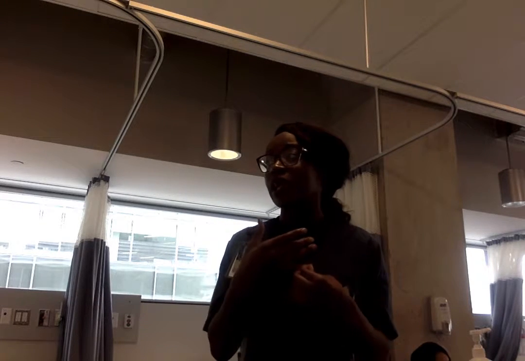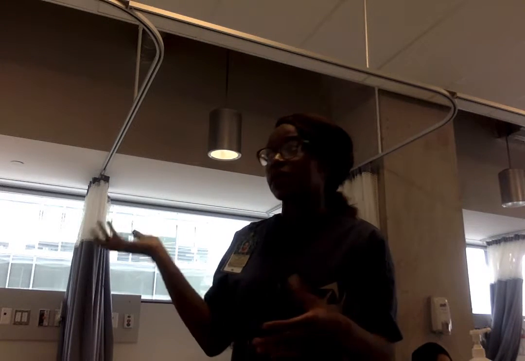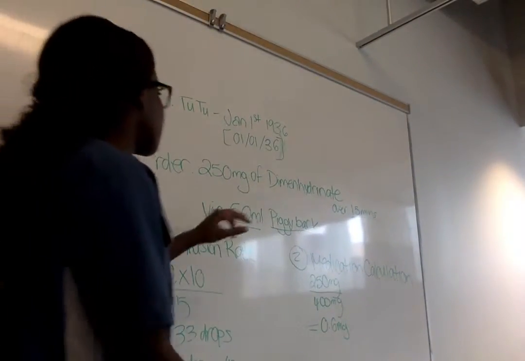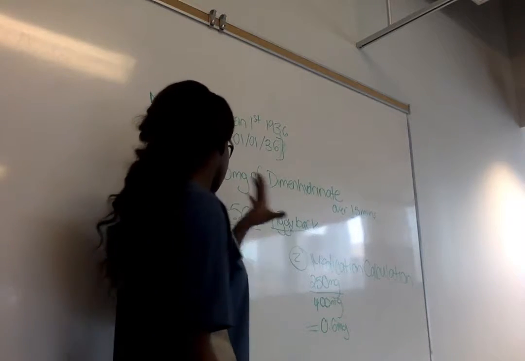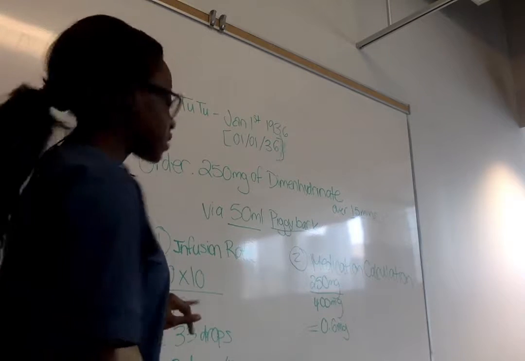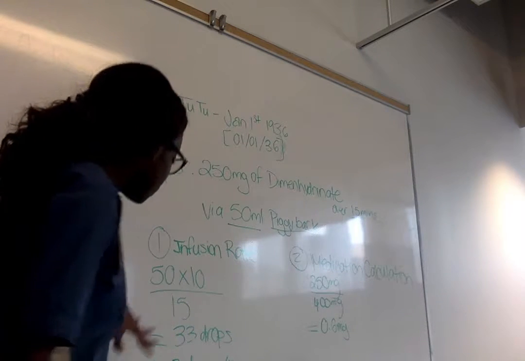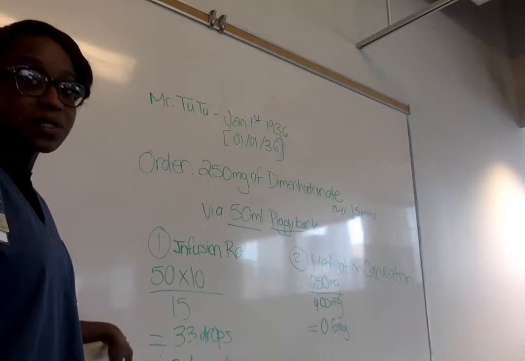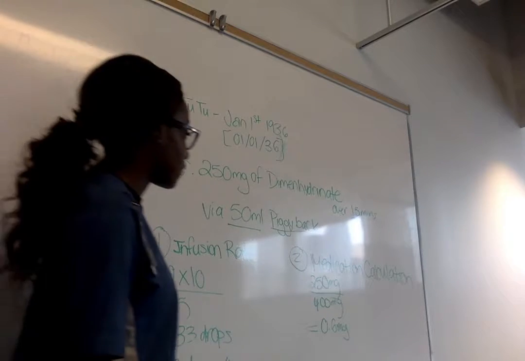So now I'm just going to calculate my infusion rate and my medication. So I know that I'll be giving a 15 milliliter piggyback. My tubing is 10, and it'll be over 15 minutes. So that comes out to 33 drops, which is approximately 2 drops every 15 seconds.